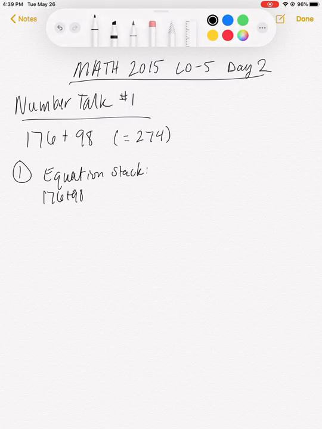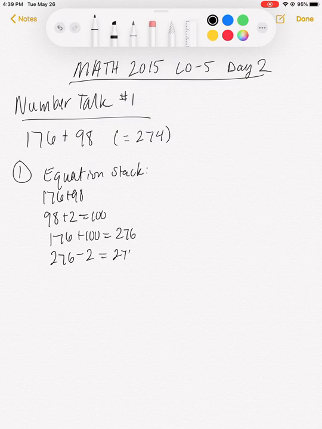176 plus 98. And then the student said, well, I'm going to do 98 plus 2 equals 100. 176 plus 100 is equal to 276. And 276 subtract 2 is equal to 274. Okay, and the teacher pushed on where was the 2 coming from, right here. And the student had said that it was coming from whatever is needed to get to the 100.